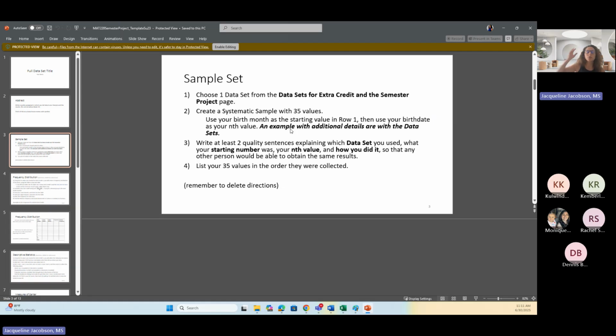A systematic sampling method is to select a random start, and then you have an nth value, which means you select every nth. So what this is telling you to do is start in row 1, and use your birth month to determine the column in row 1 that you're starting in. And your birth day will be your nth value. This is just a way of us getting different samples.